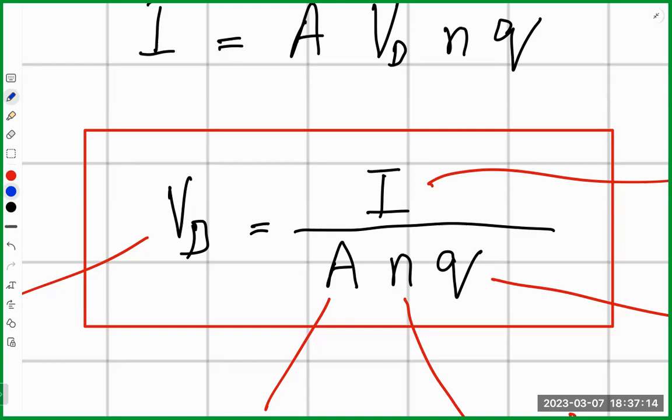Drift velocity is inversely proportional to area. Drift velocity is inversely proportional to charge density. It is also inversely proportional to charge on each particle. Current, on the other hand, is directly proportional to drift velocity. If you need more drift velocity, you transfer more current to the conductor.